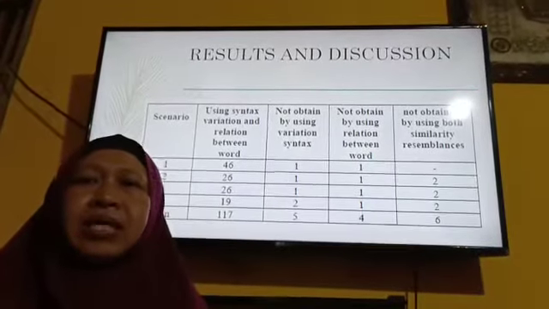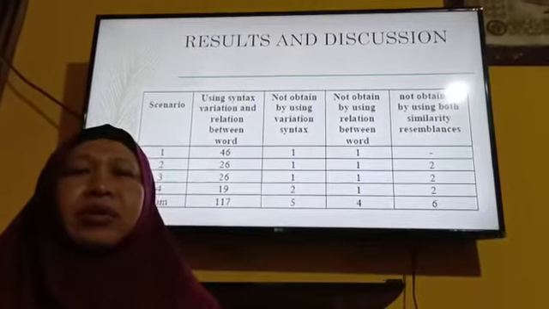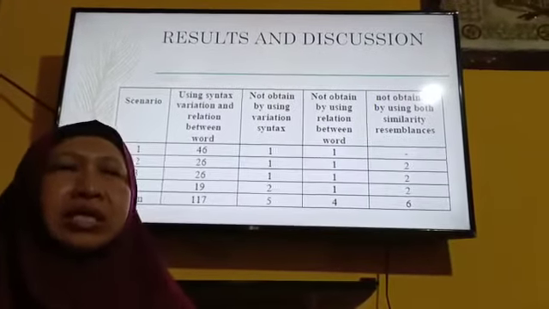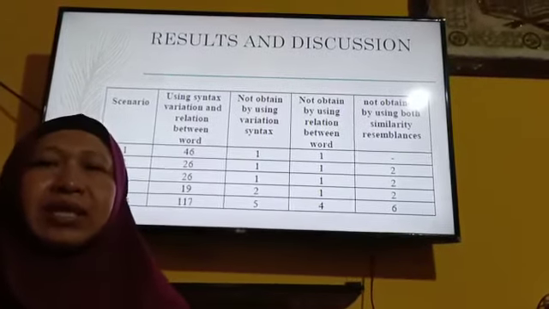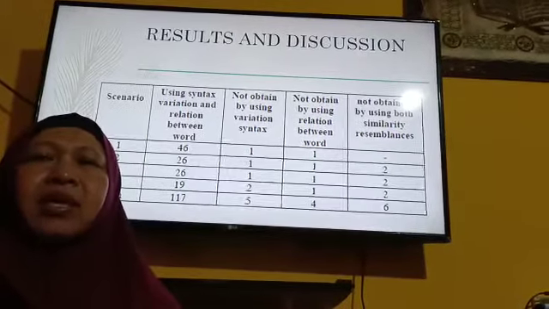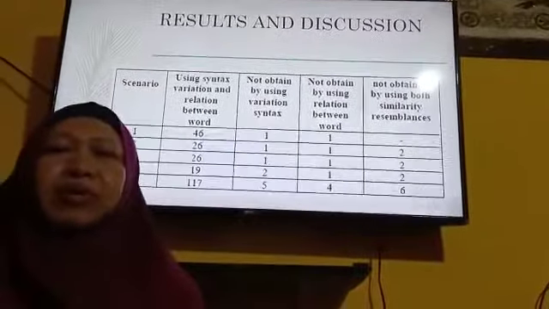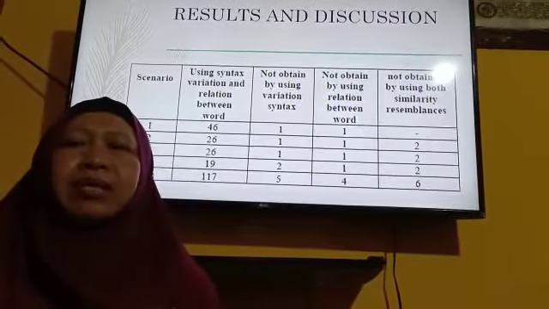The result and discussion. The result of the paper is we use 4 scenarios. Then this is the result using syntax variation and relation between word with sum 117, and not obtained by using variation syntax 5 sentences, not obtained by using relation between word only for sentence, and not obtained by using both similarity resemblance is SIP.